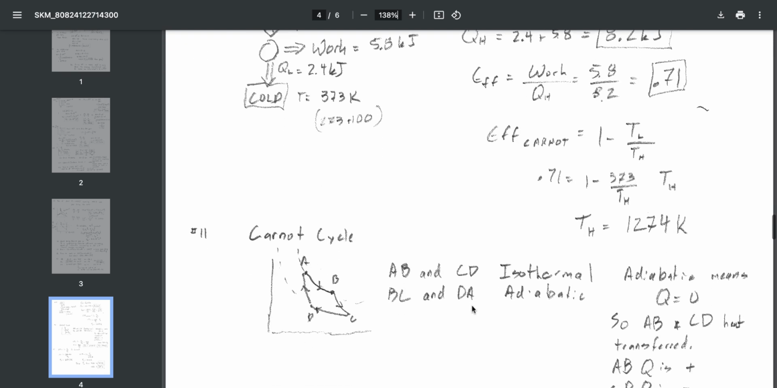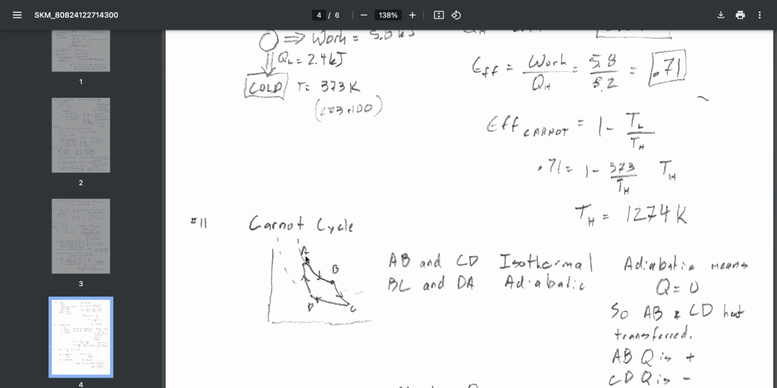We have our Carnot cycle again. Remember, for the Carnot cycle: isothermal expansion, adiabatic expansion, isothermal compression, adiabatic compression. All right, all reversible processes.